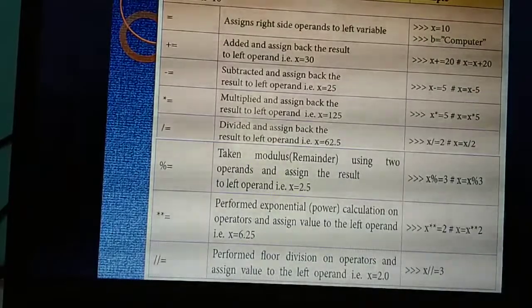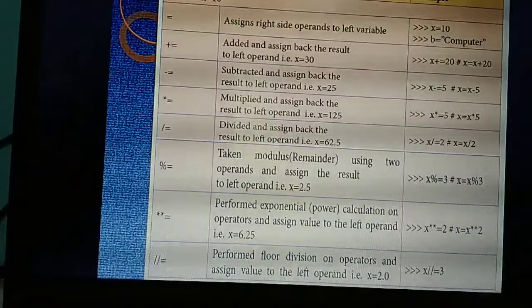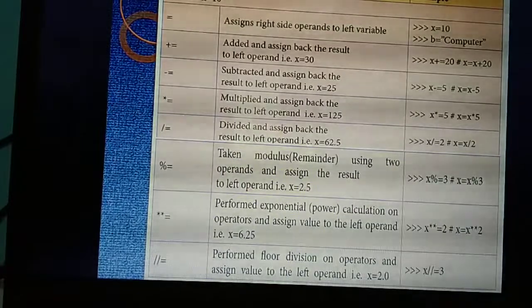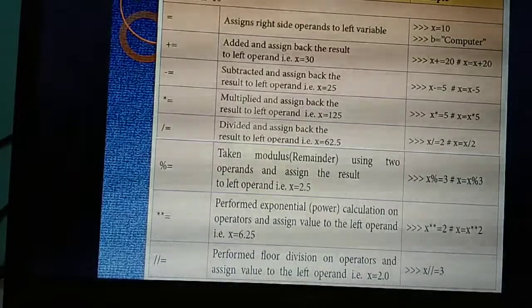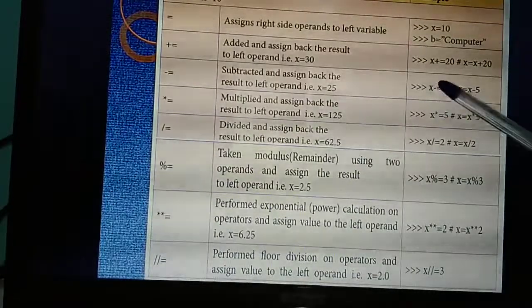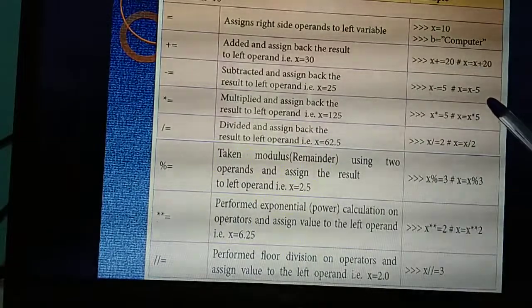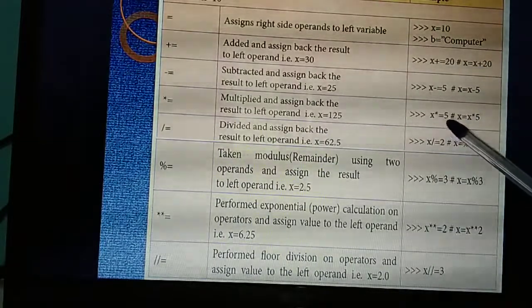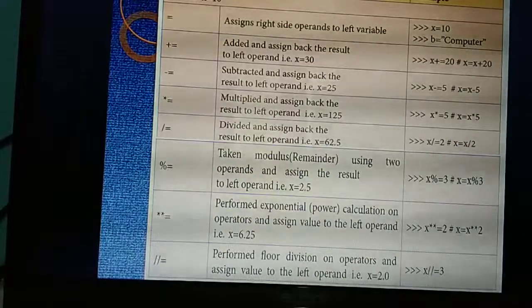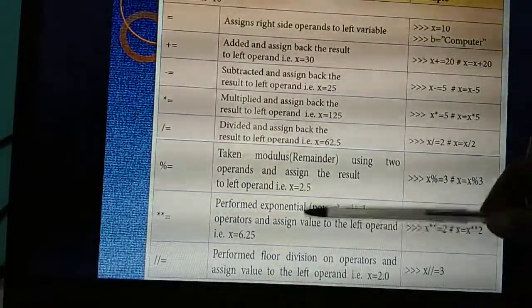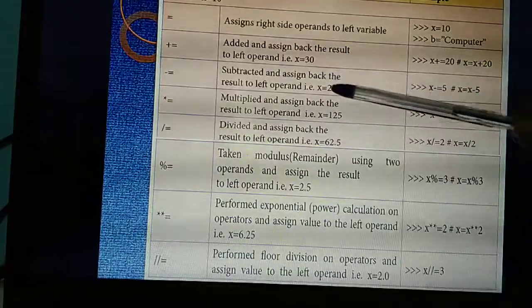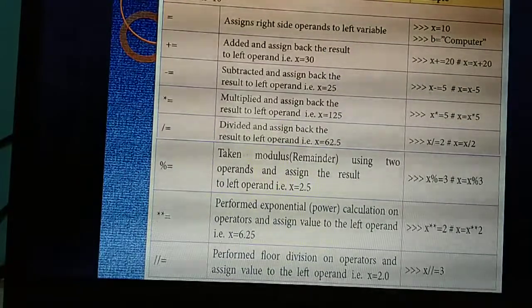This and all you should study. All the tabular columns are very important. Mostly they will ask 2 mark or 3 mark questions from here, so please don't skip the tabular column. Understand and study. x minus equal to 5 means x equal to x minus 5. Likewise, x star equal to 5 means x equal to x times 5. The answers they have given are 25, 30, 125, 6. How you get these answers, I'll explain.